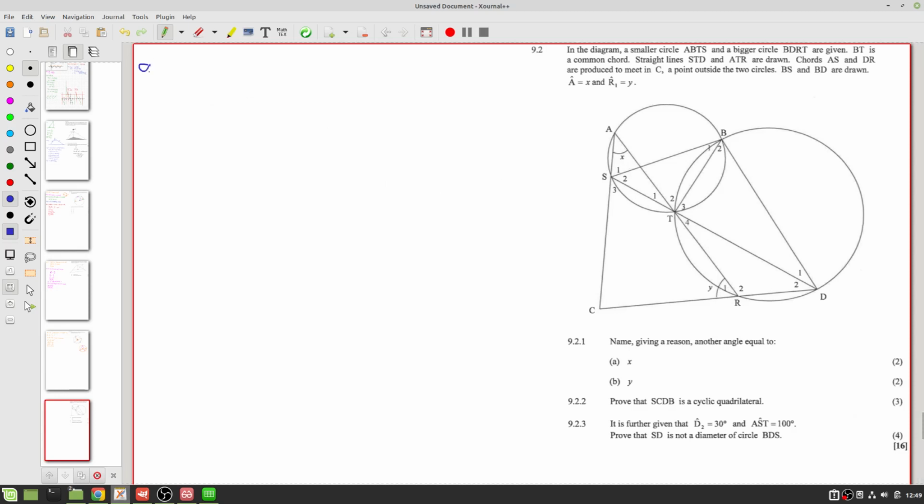Let's see. 9.2.1, question A. So name and give a reason to find another angle also equal to X. So if this is X, which other angle do we see that's equal to X? Well, that is going to be angle B1. Angle B1 is also equal to X, and the reason for that is angles in the same segment.